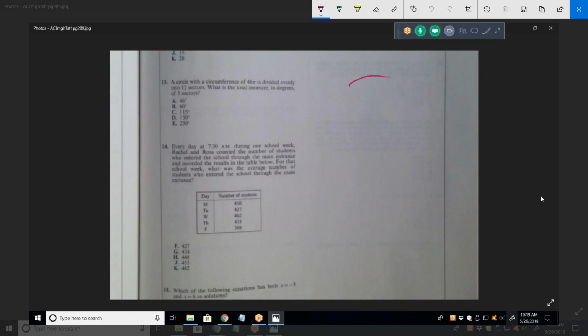Never a bad idea to draw a picture. And divide it up into 12 sectors. Well, there's 4 sectors. I think that's 12 sectors. We'll assume it is. And they want to know the total measure in degrees of 5 of those sectors. That area right there.